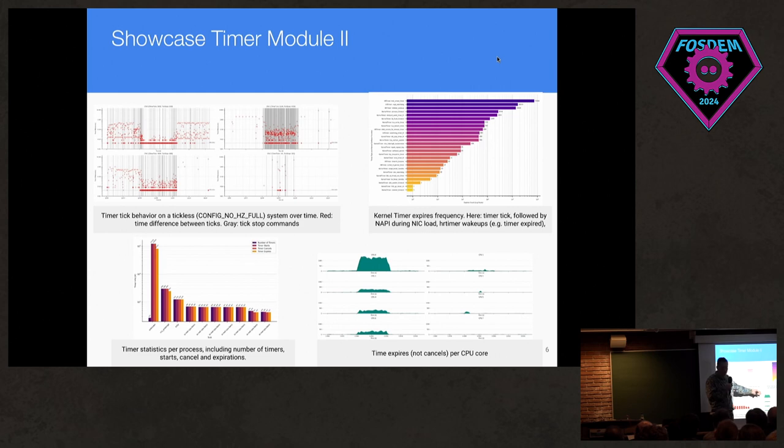CPU zero is somehow special. There are the timers. Can you move, for example, a task to CPU one so that the other CPU cores can go into a deeper sleep state, for example, right? All this is important to do the optimization there.